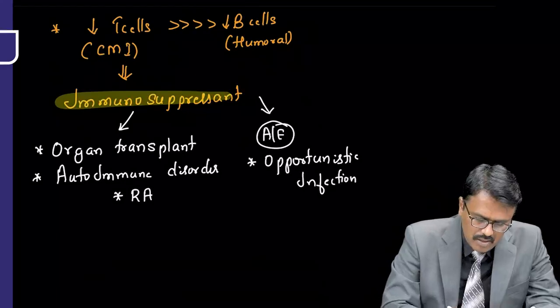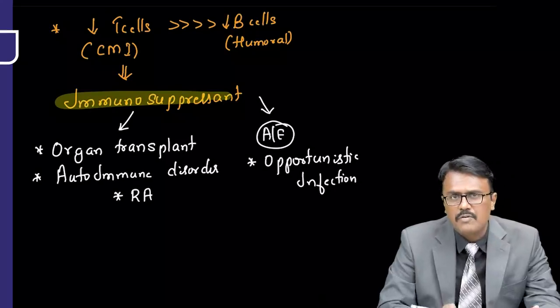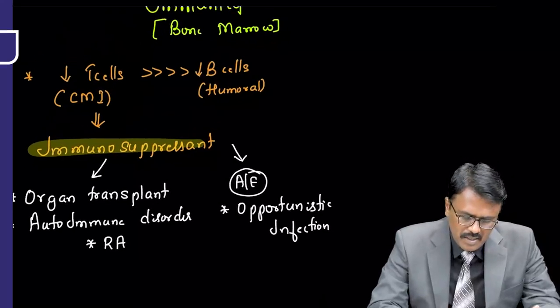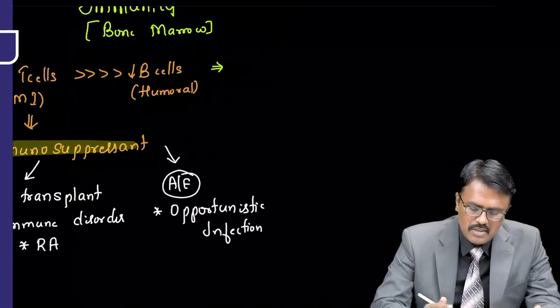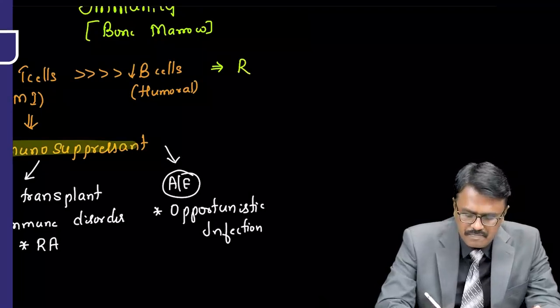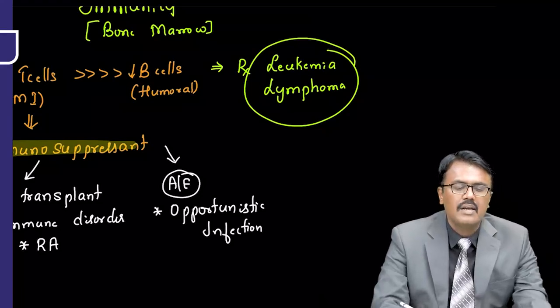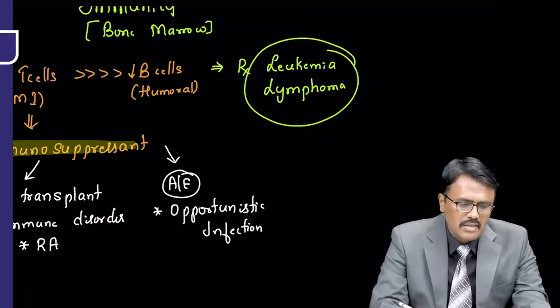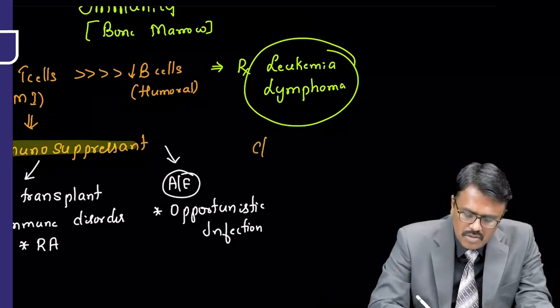Remember, not only organ transplant and autoimmune disorder, we even use it in rejection, that is graft versus host disease. Another important advantage of suppressing T cells and B cells is you can use it to treat leukemia. Steroids are used in treatment of leukemia as well as lymphoma. Why? Because in leukemia and lymphoma, the T cells and B cells are increased, particularly the T cells, and we can suppress it.